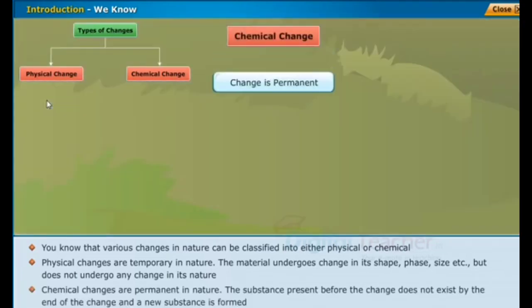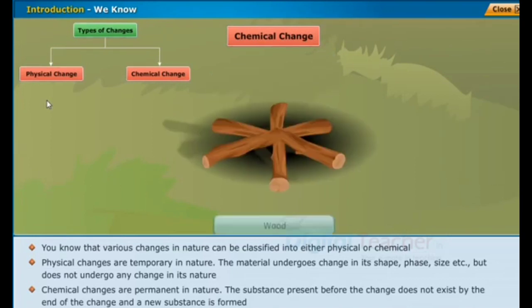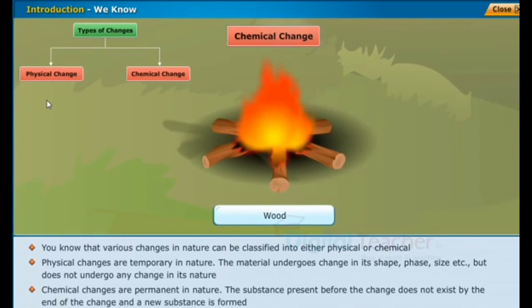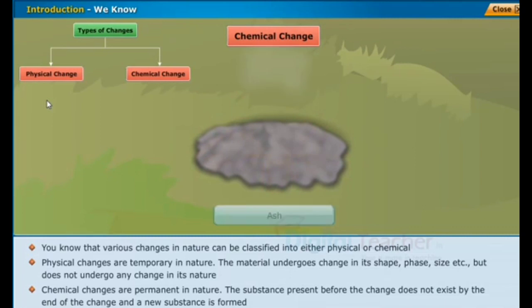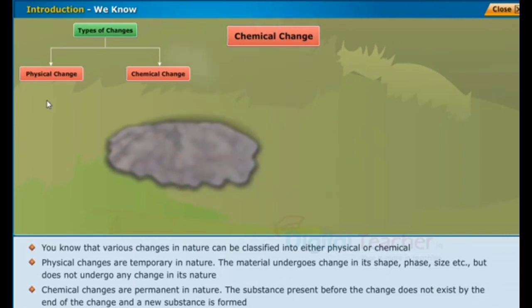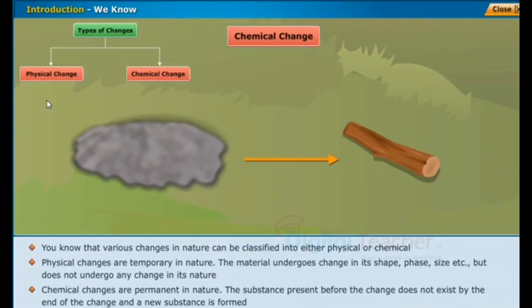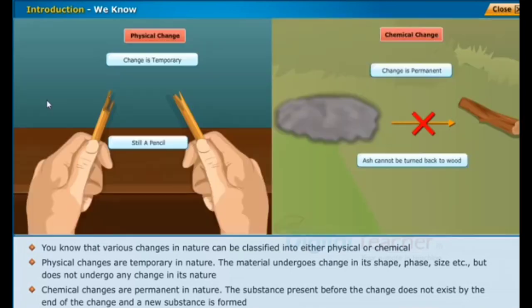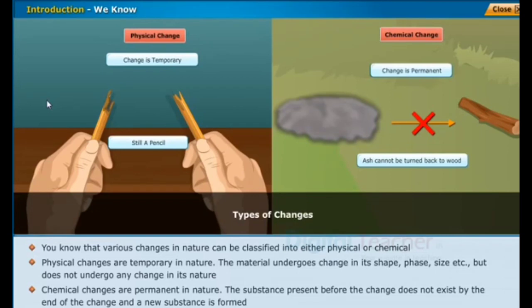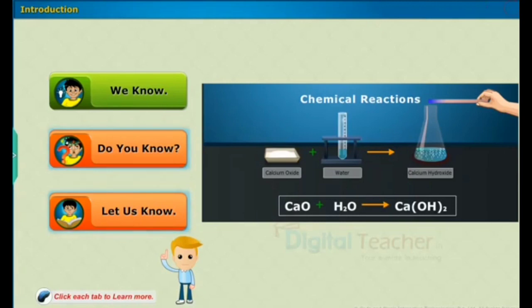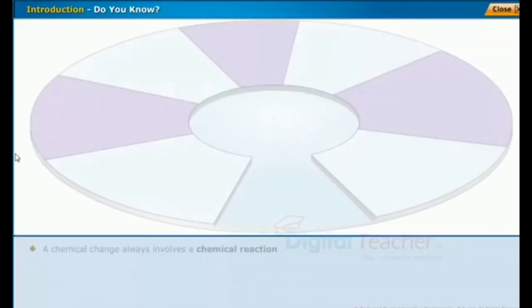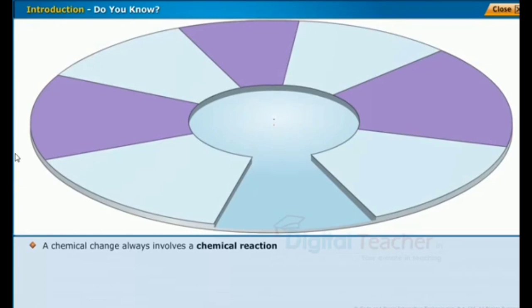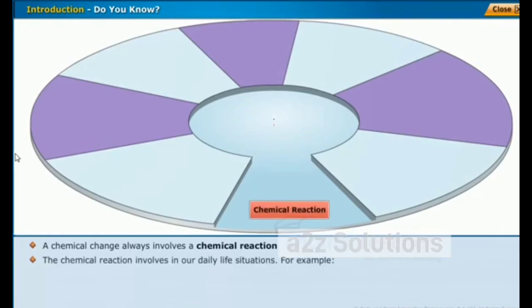Chemical changes are permanent in nature. The substance present before the change does not exist by the end of the change, and a new substance is formed. A chemical change always involves a chemical reaction. The chemical reaction is involved in our daily life situations.